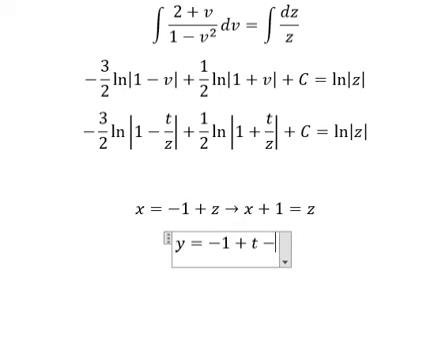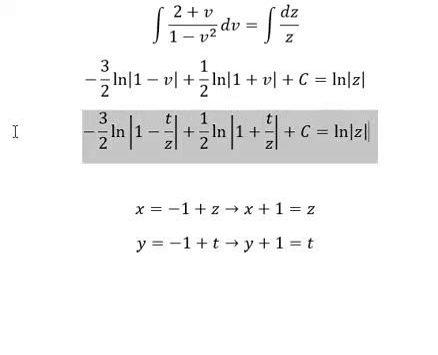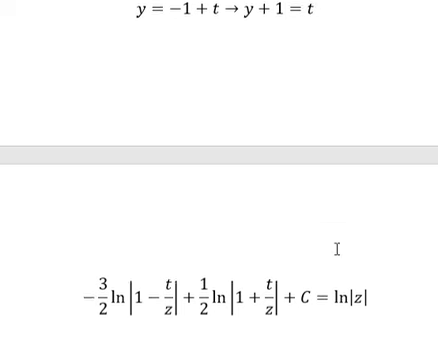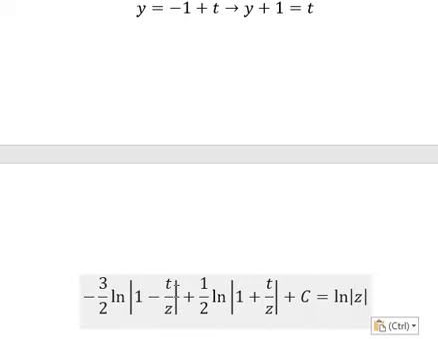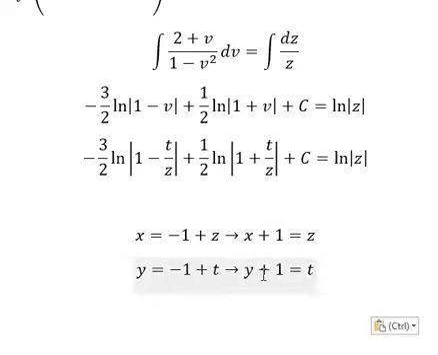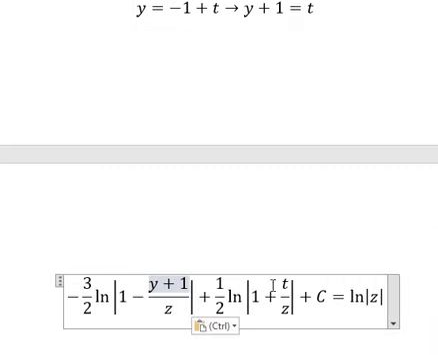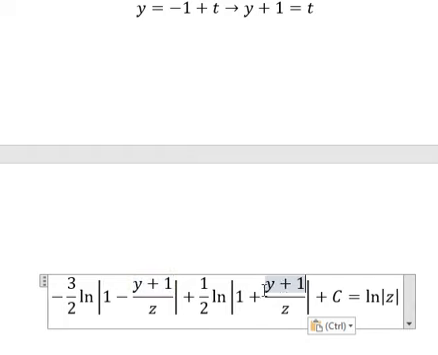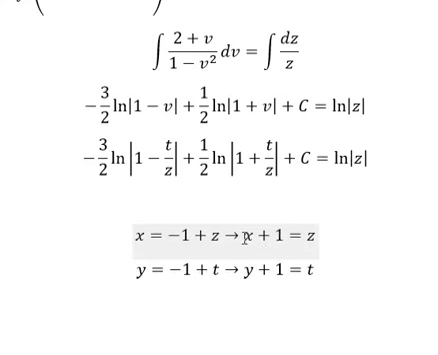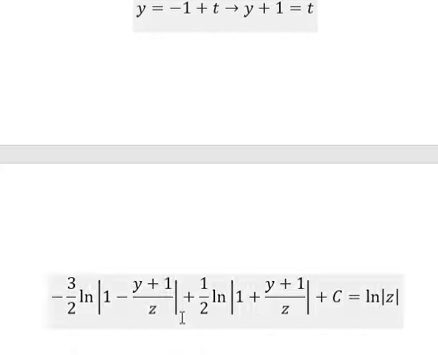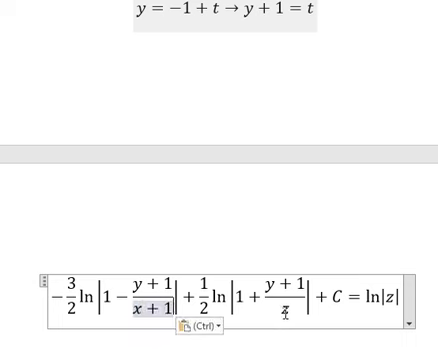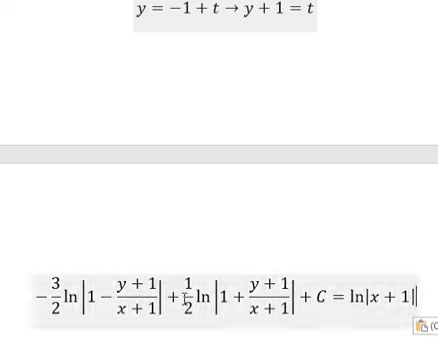Similar for the second one. And now we need to change t into this one. z, that is this one. And this is the final answer.